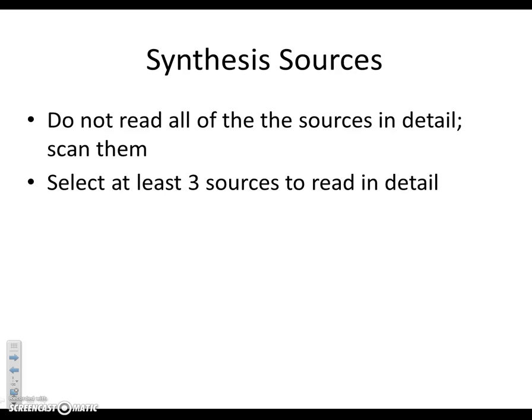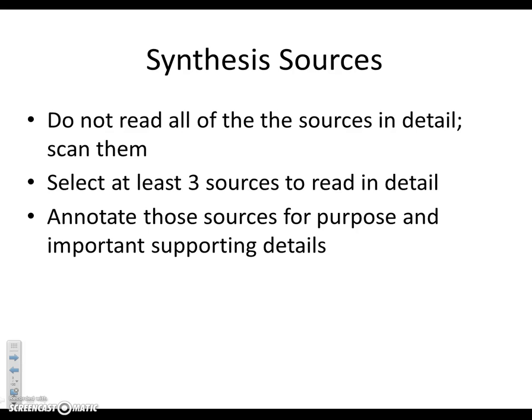Then I want you to select at least 3 sources to read in detail. Those 3 sources should support your claim or provide a good counterargument to your claim. And of course, because it's AP, I want you to annotate those sources. Look for the purpose of the source. That's going to be the main idea. You're going to know how to use it in your claim if you know the main idea. And look for important supporting details, evidence that you can use in your argument.